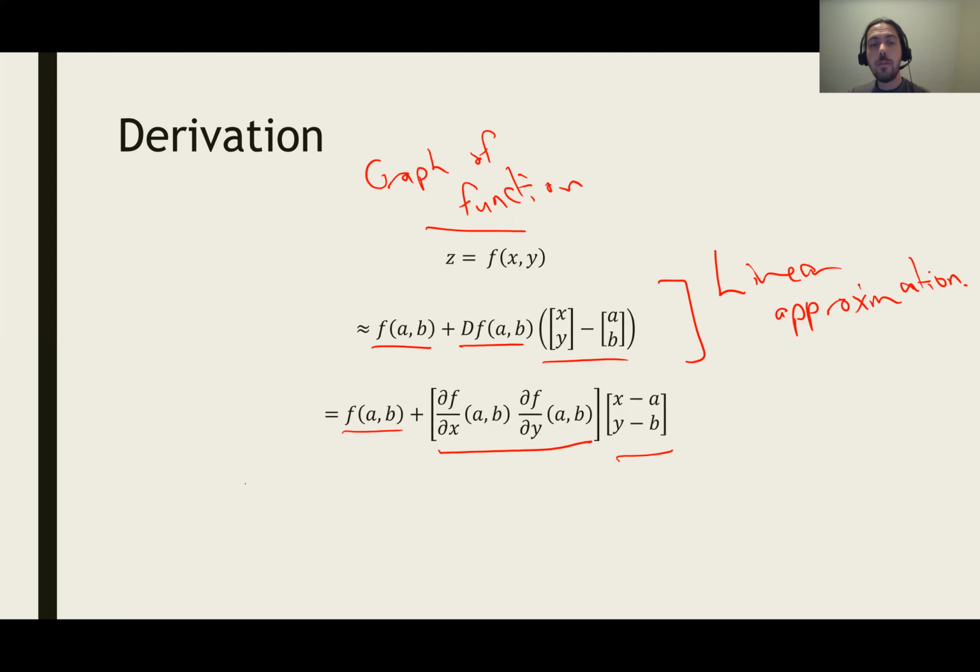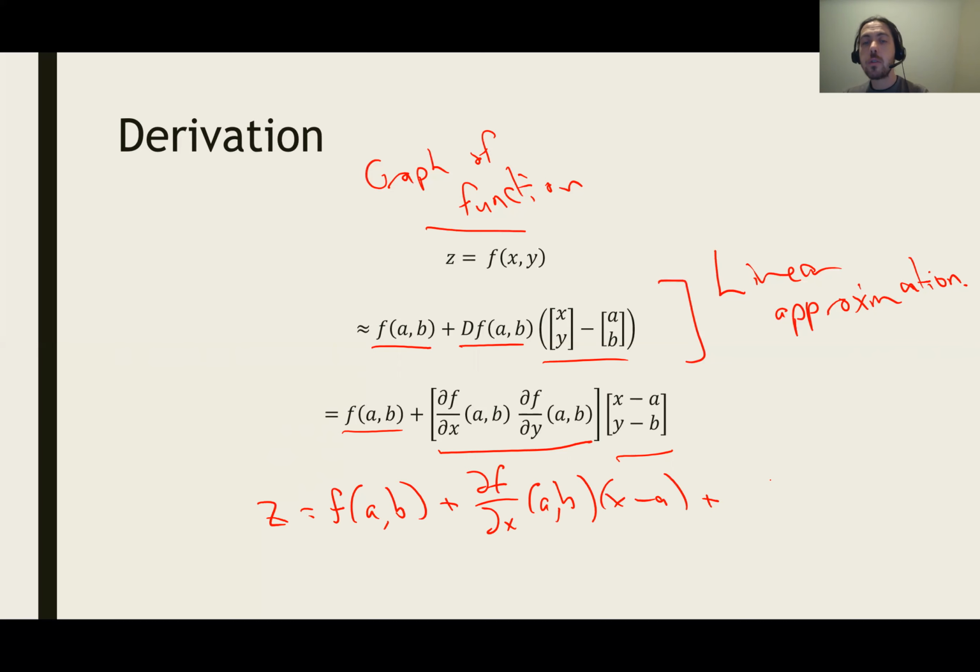And so if you expand it all out, that gives the formula that we were working with when we do the matrix multiplication. So the x partial derivative times x minus a plus the y partial derivative times y minus b. That's really all there is to it. It's just expanding out a little bit the matrix of partial derivatives.